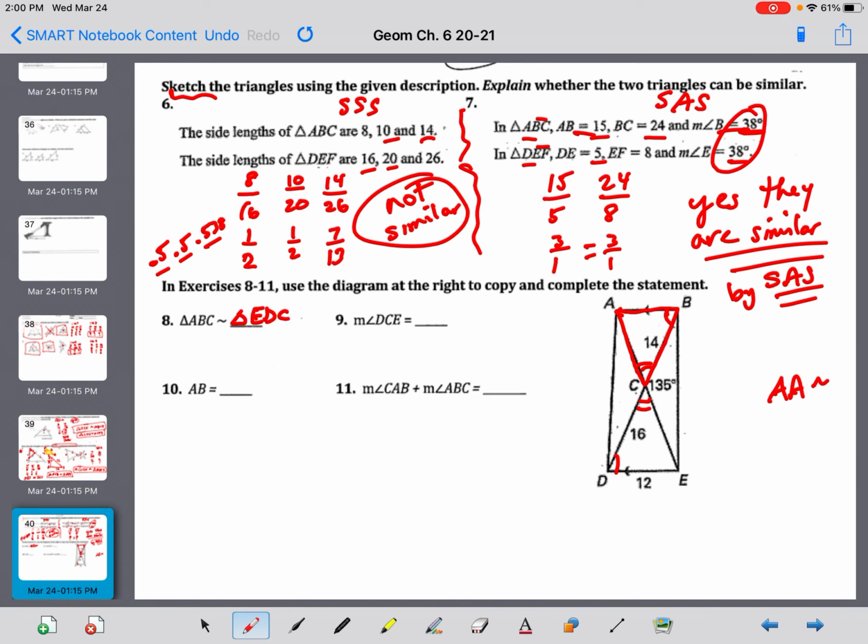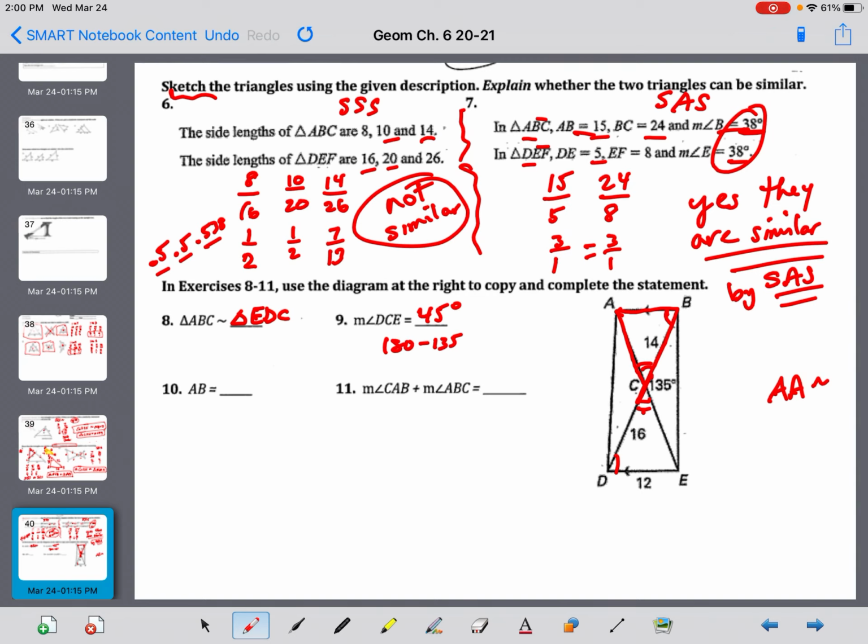And then number 9, it wants us to find the measure of angle DCE. Well, that's the double arc in the middle. That's a linear pair with the 135. So I'm going to use this straight line right here and just do 180 minus 135. So DCE would be 45 degrees. That means both of those angles in the middle by C, above and below, are both 45-degree angles.